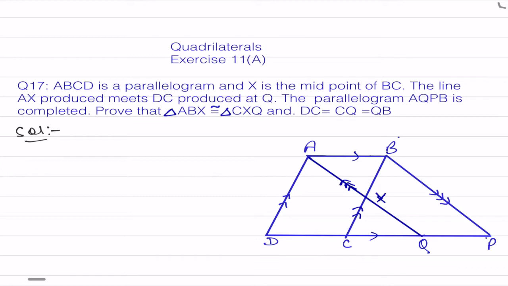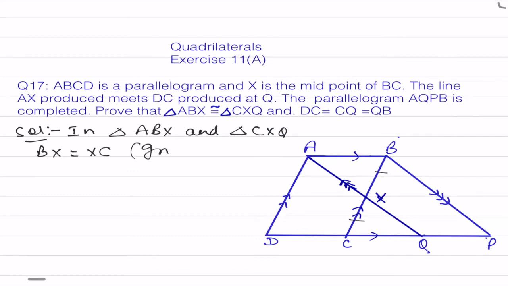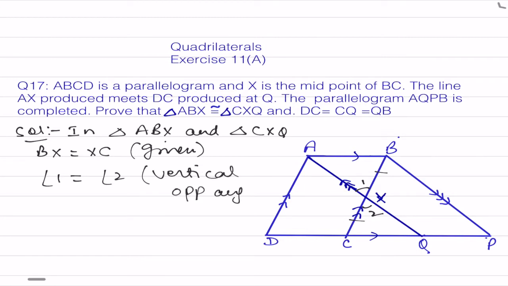So we can see that in the figure we have two parallelograms, so we can use the property of the parallelograms also. So in triangle ABX and triangle CXQ, first, X is the midpoint, therefore BX is equal to XC. It's given. Second, angle 1 and angle 2 are vertically opposite angles.